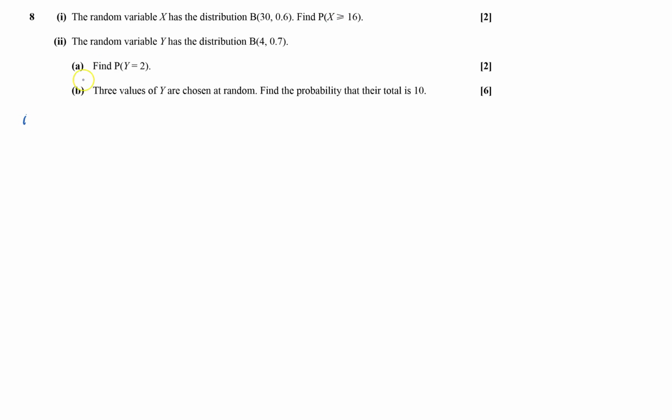Part 1. X is distributed binomially with n equals 30 and p equals 0.6. We find the probability X is greater than or equal to 16. Well, that means it's going to be 16 or 17 or 18 all the way up to 30. So we use the tables, so it's going to be 1 minus the probability that X is less than or equal to, it's not going to be 16, it's going to be less than or equal to 15.